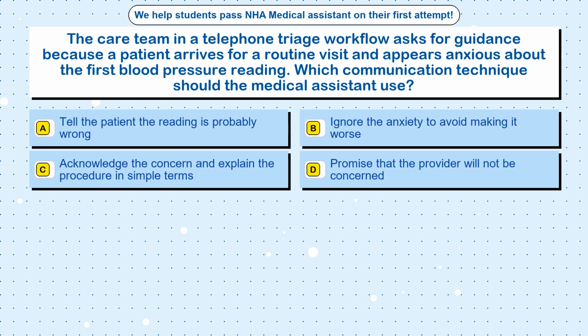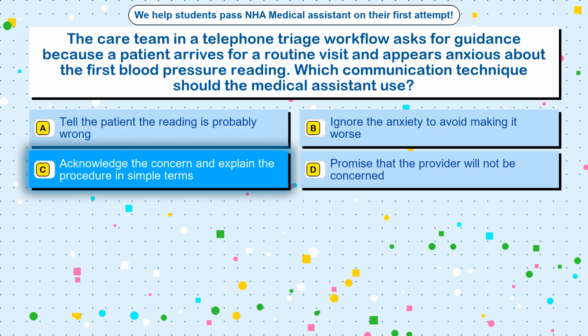Question 28. The care team in a telephone triage workflow asks for guidance because a patient arrives for a routine visit and appears anxious about the first blood pressure reading. Which communication technique should the medical assistant use? Option A. Tell the patient the reading is probably wrong. Option B. Ignore the anxiety to avoid making it worse. Option C. Acknowledge the concern and explain the procedure in simple terms. Option D. Promise that the provider will not be concerned.